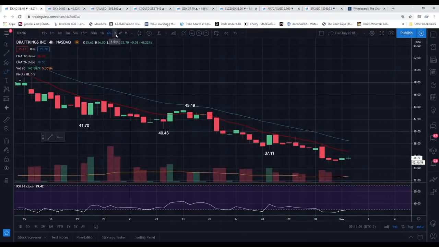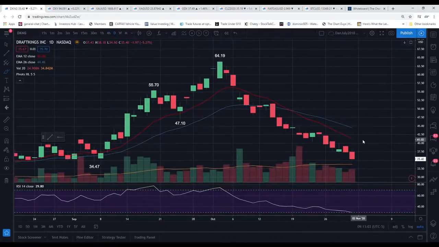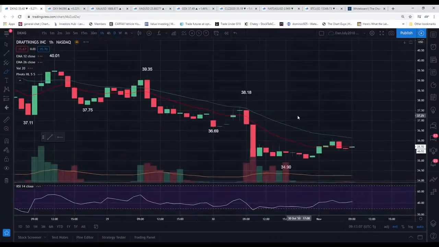Once we get over that level, we will zoom out and we will look for a daily lower high to then be the most likely scenario on that bounce. But step number 1 is getting over 4-hour EMA 12. 34.90 is support, 36.02 and 38.18 are resistances.